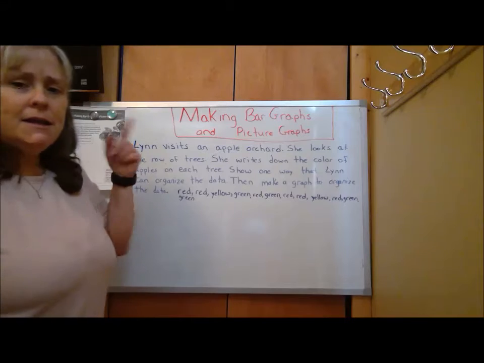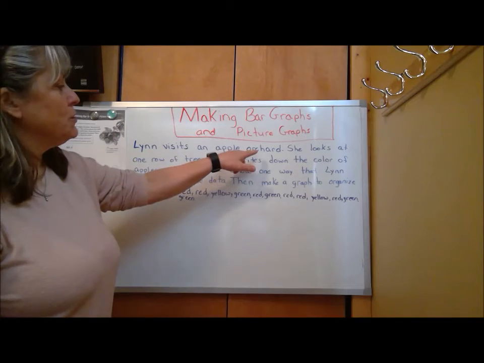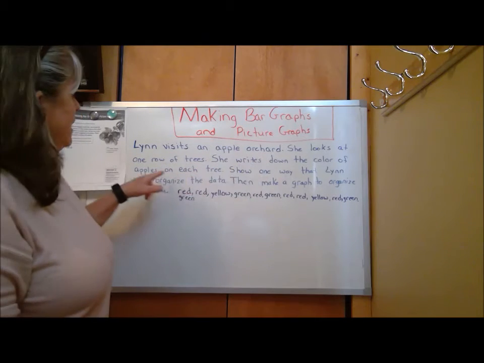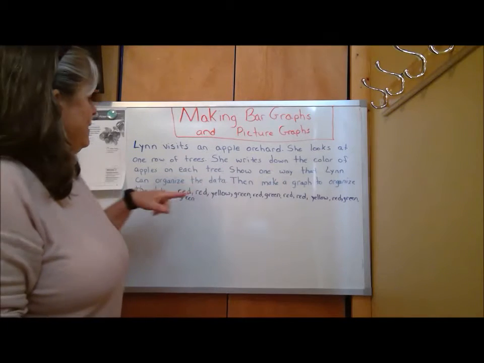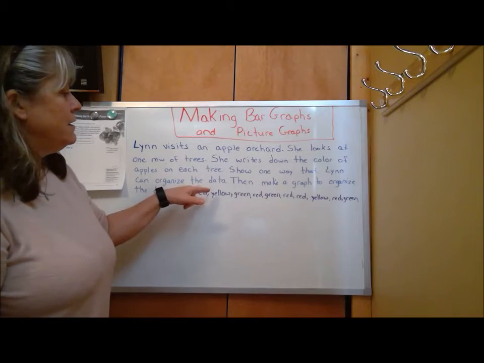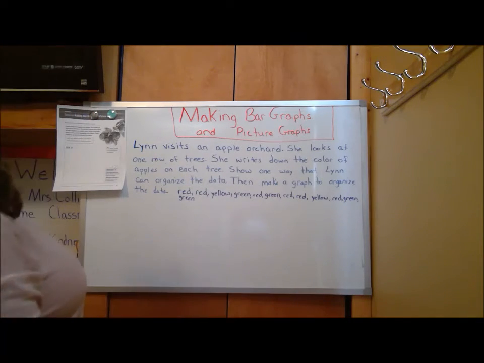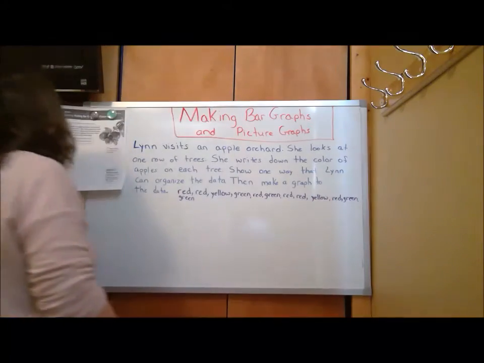So let's read it again and answer those questions we always ask. Lynn visits an apple orchard. She looks at one row of trees. She writes down the color of apples on each tree. Show one way that Lynn can organize the data, then make a graph to show the data. I wrote that part wrong. To show the data.